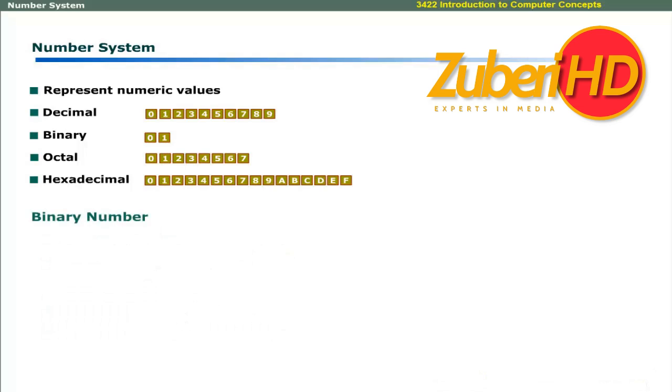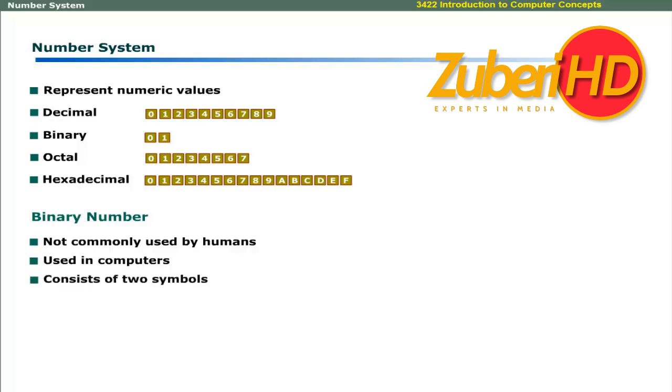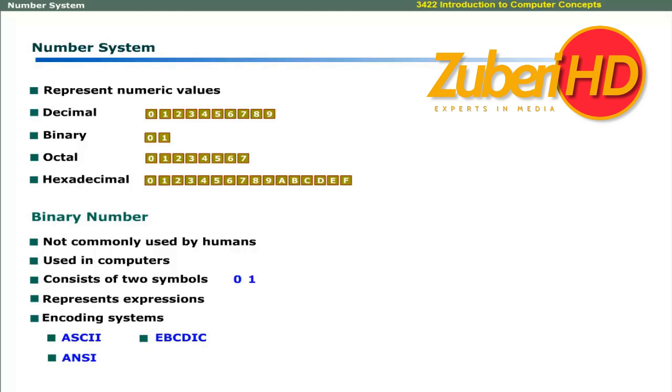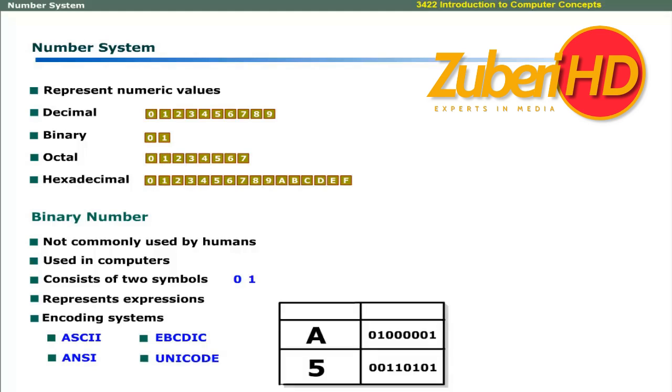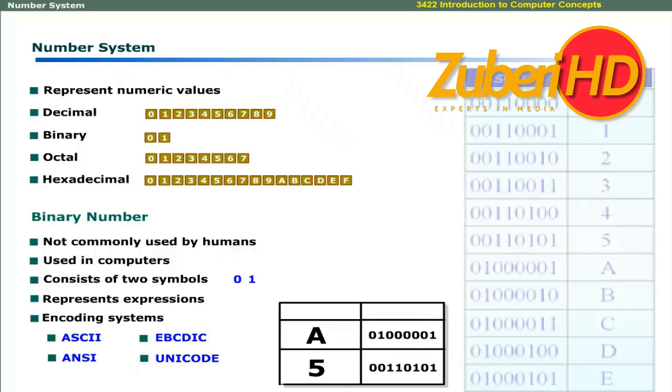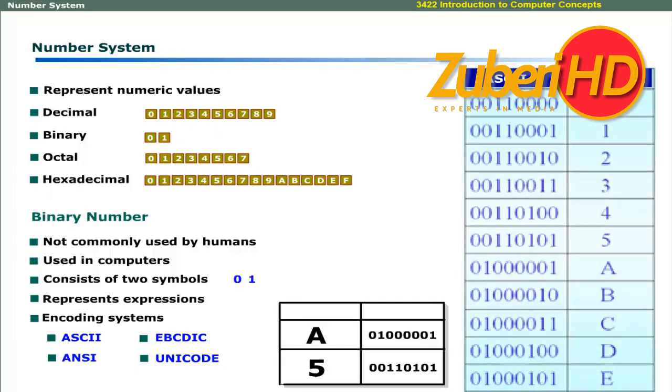The second number system is binary number system. Although this is not commonly used by humans, this is the only number system used by computers. It has two symbols. These are 0 and 1. Combination of these symbols can represent numeric and alphanumeric data. Encoding systems like ASCII, EBCDIC, ANSI, and Unicode are used to represent numeric and alphanumeric data in binary number format. This table shows some symbols and their ASCII equivalents.